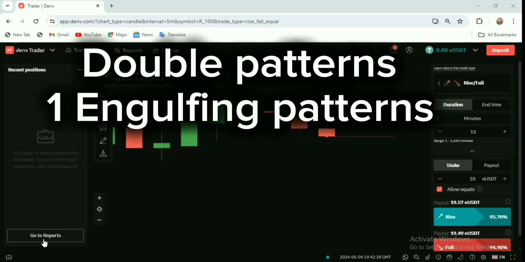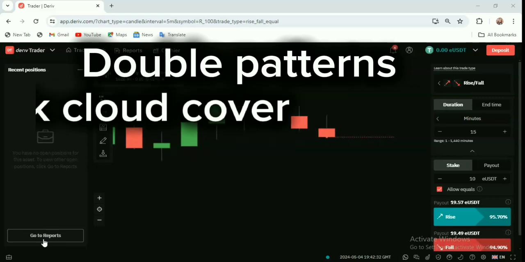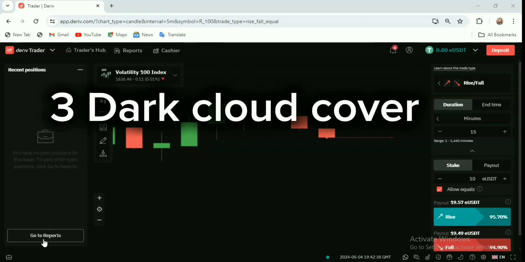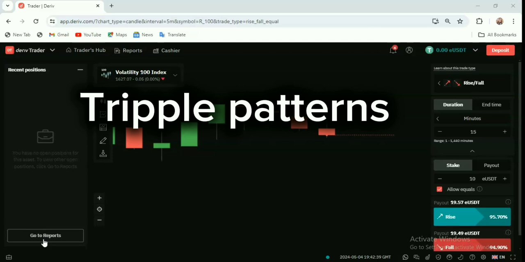Examples of the double candlestick patterns: number one, we have the engulfing patterns. Two, we have the harami patterns. Three, we have the dark cloud cover. There are other examples too, but let us move to examples of the triple candlestick patterns.